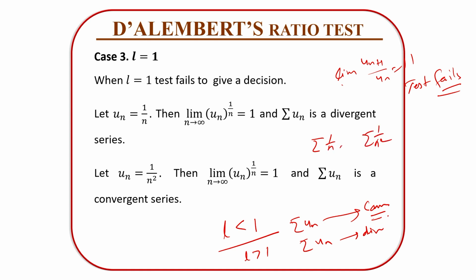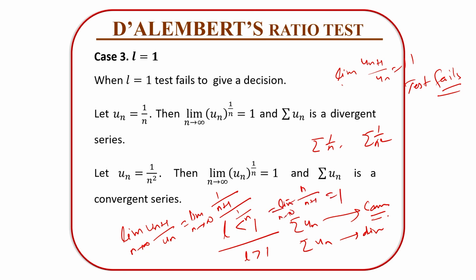Look at the limit first. The limit of u_{n+1} divided by u_n in the first case, what will happen? You have the limit as n tends to infinity of 1 divided by (n+1) divided by 1 by n. So this will give you n divided by (n+1), limit as n tends to infinity, and this will be 1. Similarly, you can find out for the second limit, the limit is the same, 1.